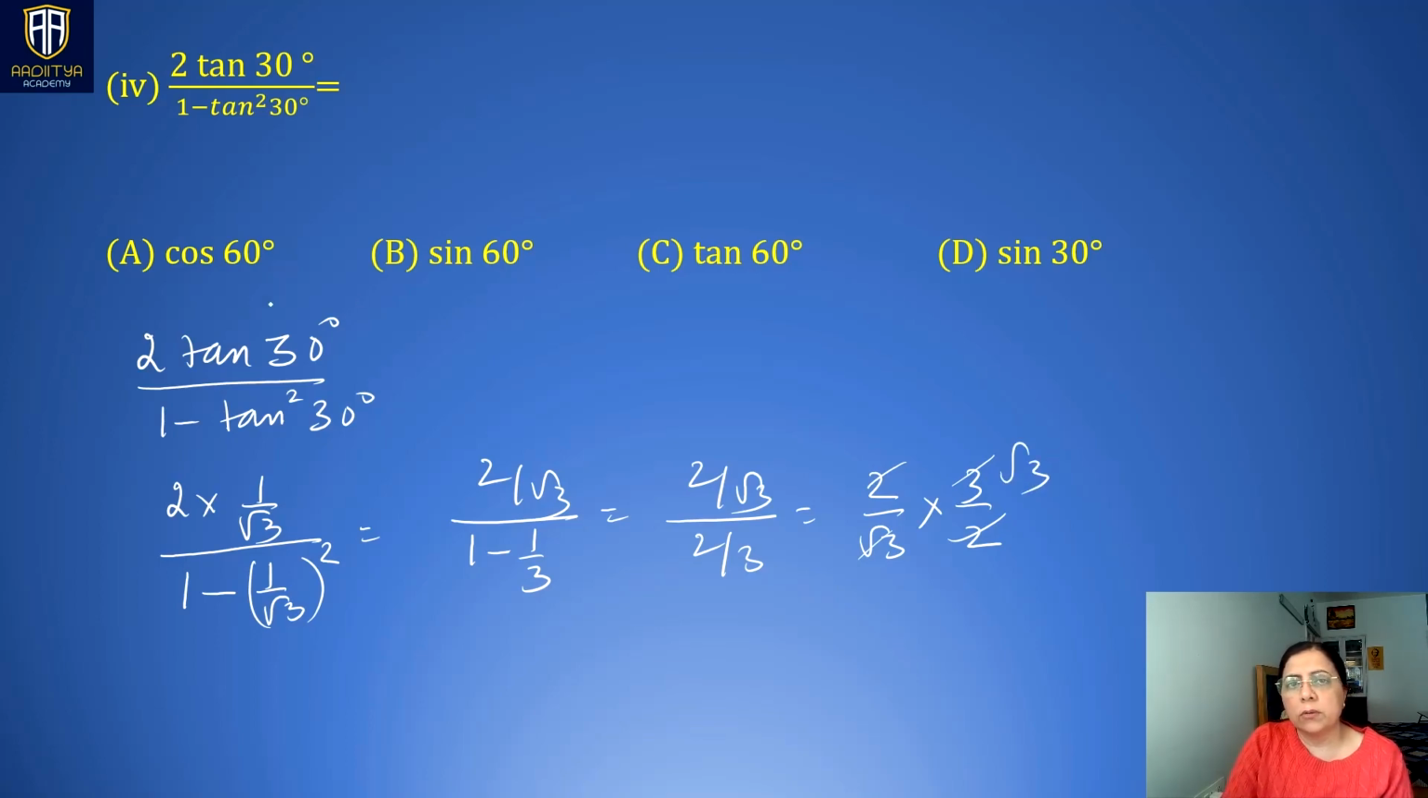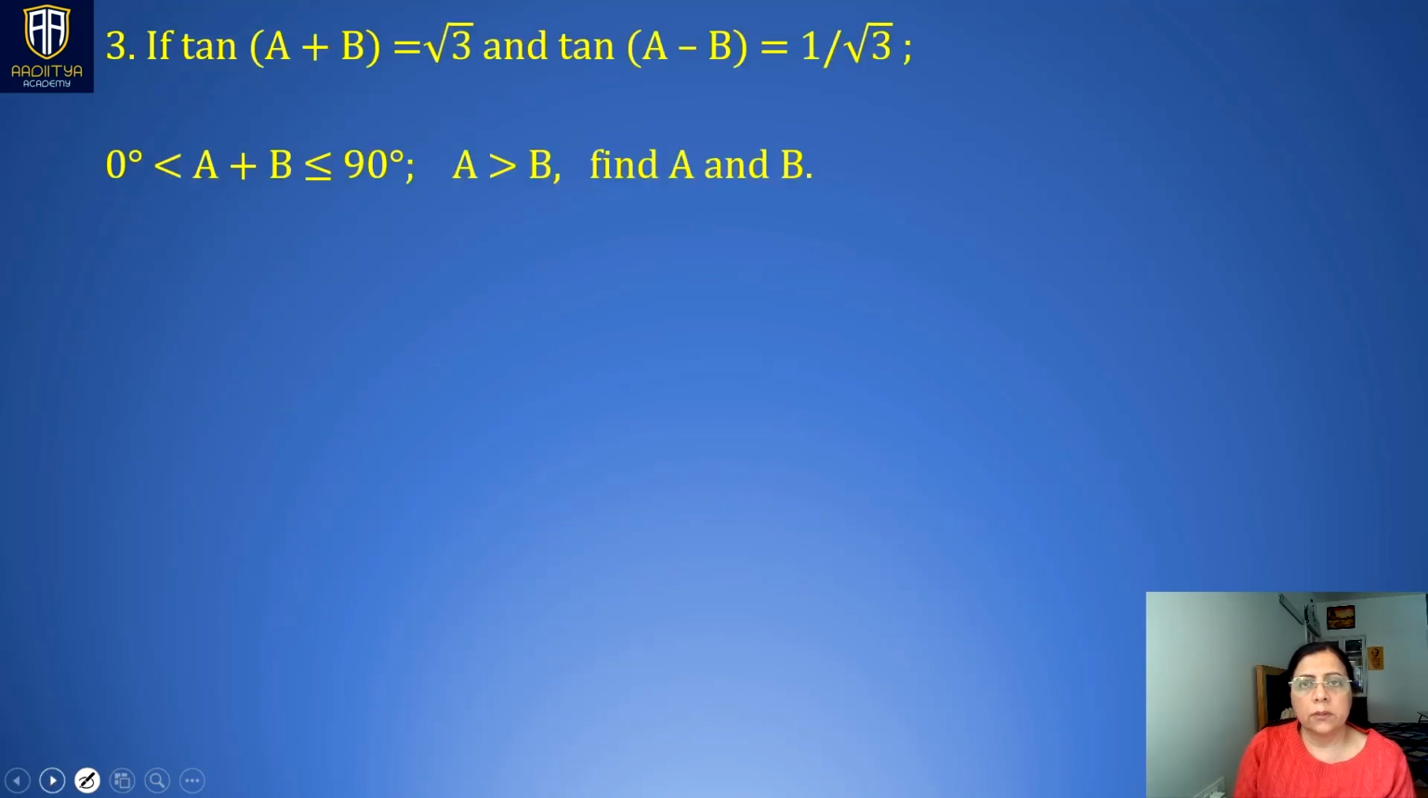We have to check which of these 4 options also yields root 3. Cos 60 is not root 3. Sin 60 is not root 3. Tan 60 is root 3. Yes. So C is the correct option. This is equal to tan 60. Hence the answer is option C, tan 60 degrees. Right? This is a very interesting question.